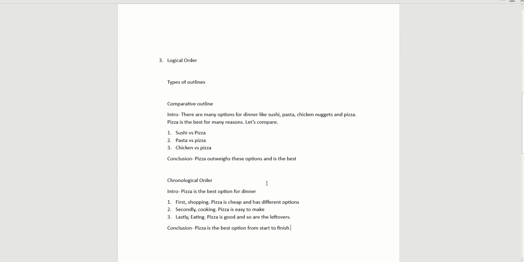Next, we could do a chronological outline. This wouldn't be the best option for this example, but it could still be done. We would start at the beginning of the process of having pizza for dinner and showcase why it's a good option in every step.